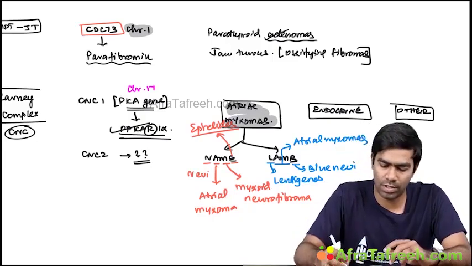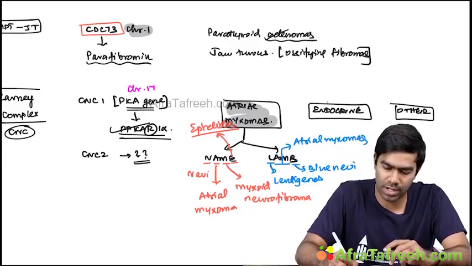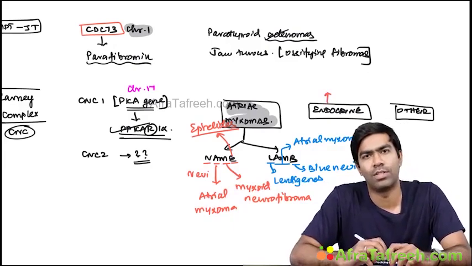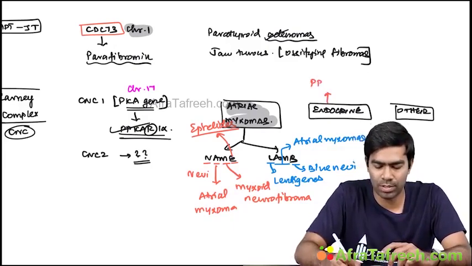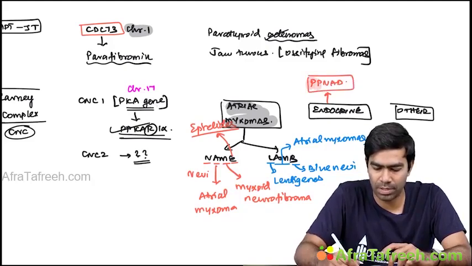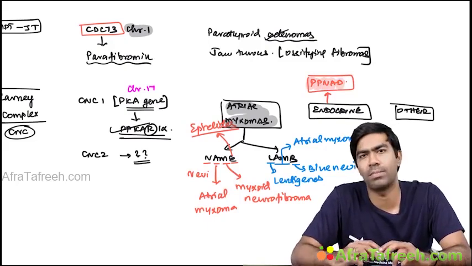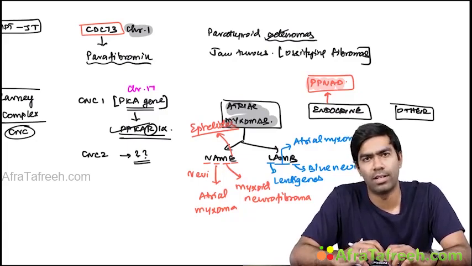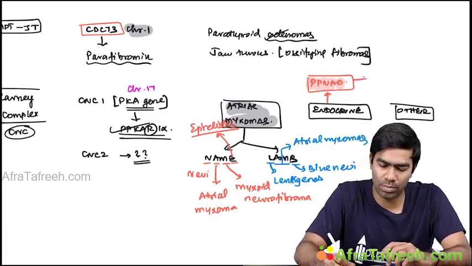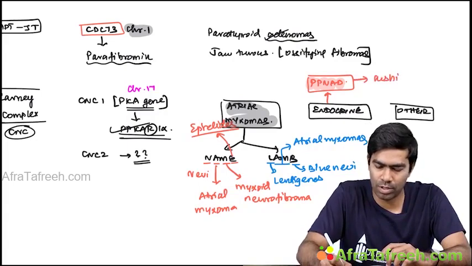And what are the endocrine features? One of the important and special endocrine features of this Carney complex is something referred to as PPNAD. This is called primary pigmented nodular adrenal disease. So what are they going to produce? They are going to produce Cushing syndrome, all right.